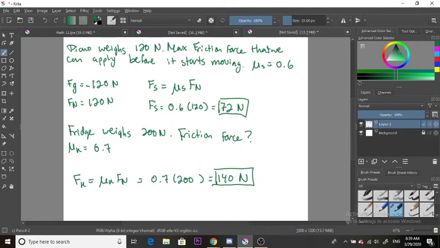Now, of course, you can have friction applying on an inclined plane, but we will take a look at that on a different day.